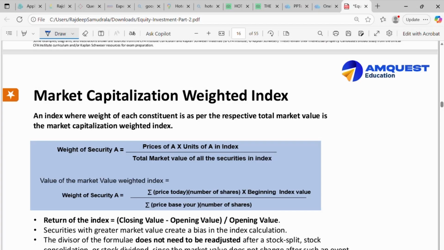That's very critical. Clear? Now, the market cap is a formula: price into number of shares. So if the price per share is 100, there are 10,000 shares, it will be 10,000 times 100, that's around 1 crore, right?